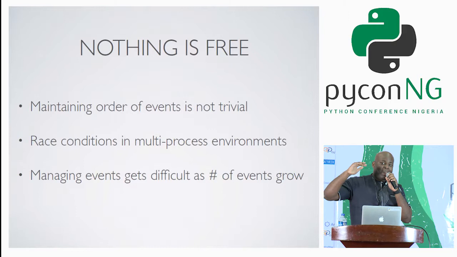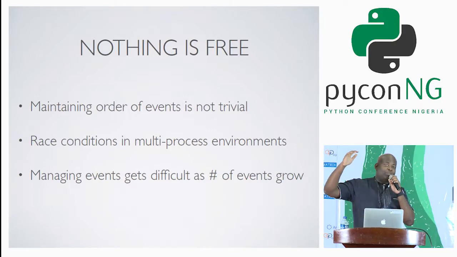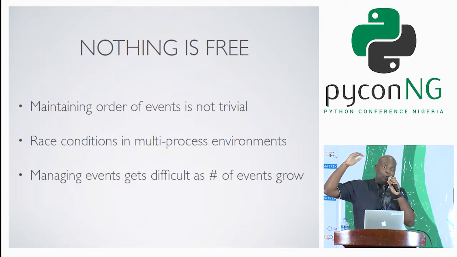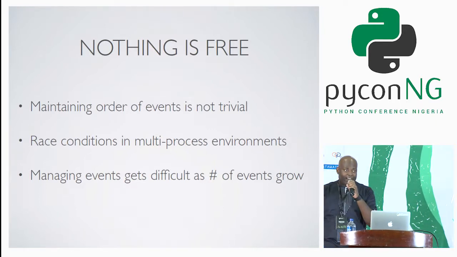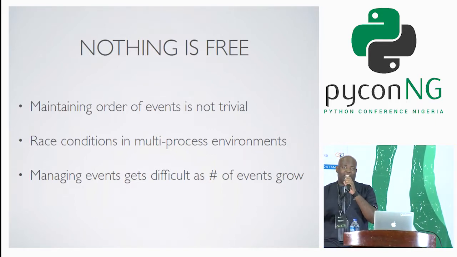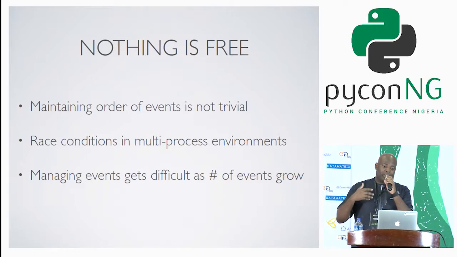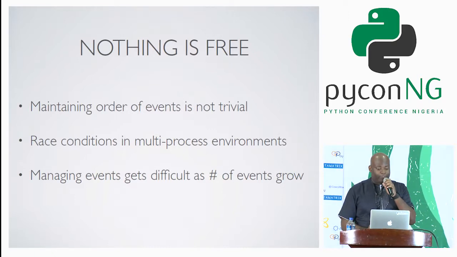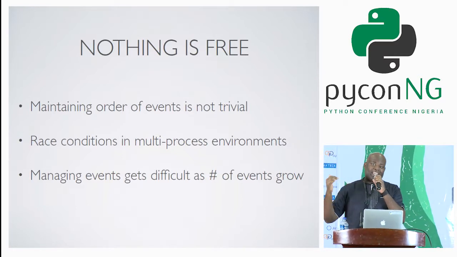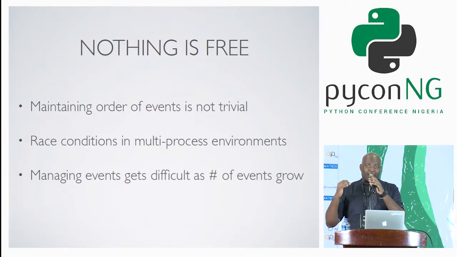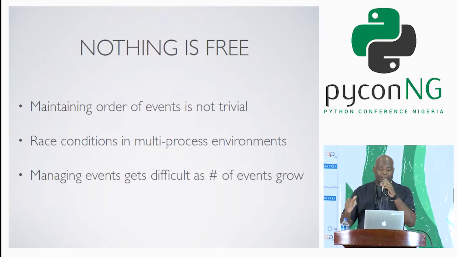So like these events happen in order, and if a truck moved from Aba to Port Harcourt and then to Enugu, you have to have those orders intact. So keeping orders of things, especially when you have applications running on multiple nodes, it's very hard and not trivial at all. Again, there's also race conditions. If you're updating state, you want to make sure that everyone that's doing the update has the same version of events at the same time.